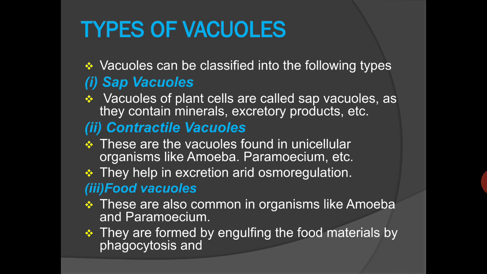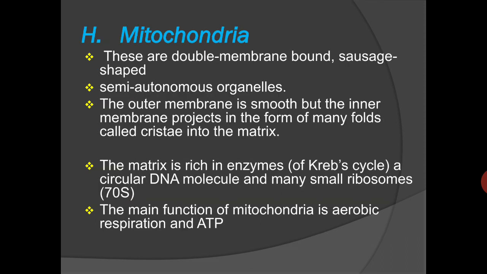Some organisms like Amoeba and Paramoecium also have food vacuoles. They are formed by the engulfing of food material by the process of phagocytosis, meaning cell eating, and pinocytosis, cell drinking, is also there. Due to this phenomenon the food vacuole is formed.